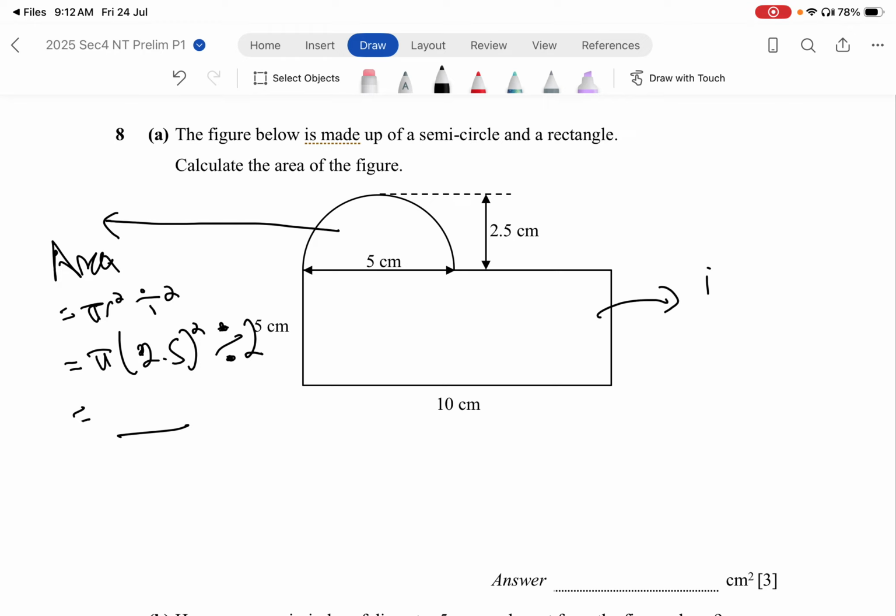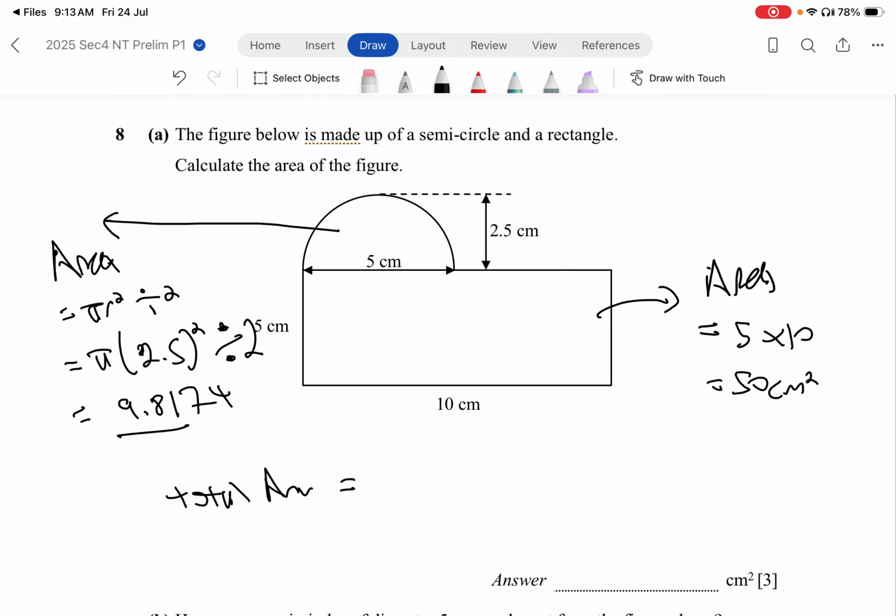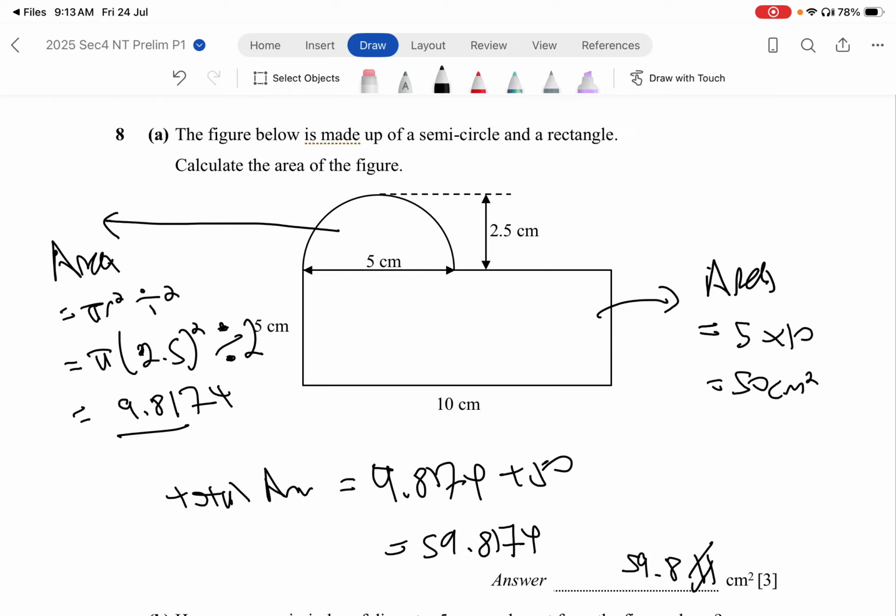For the area of this, just primary school, length and breadth, 5 times 10, 50. So the total area, this is 9.8174. So the total area is 9.8174 plus 50, 59.8174. So it's 59.8 cm squared.